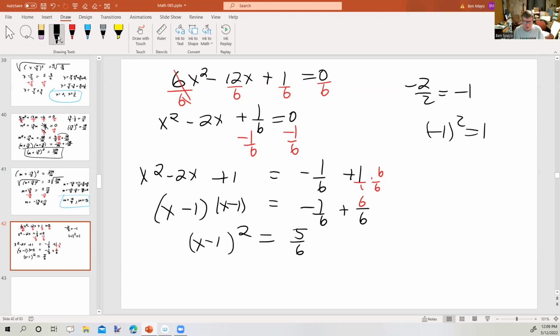So now it's in the form of a perfect square trinomial equal to a constant number. I'm going to rewrite that on the next page. When you're ready, let me know.